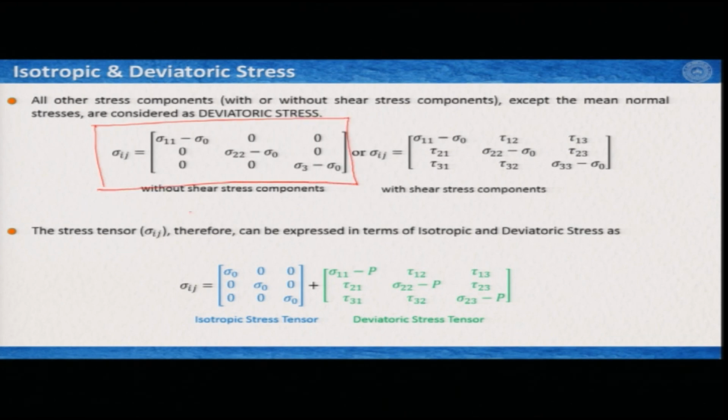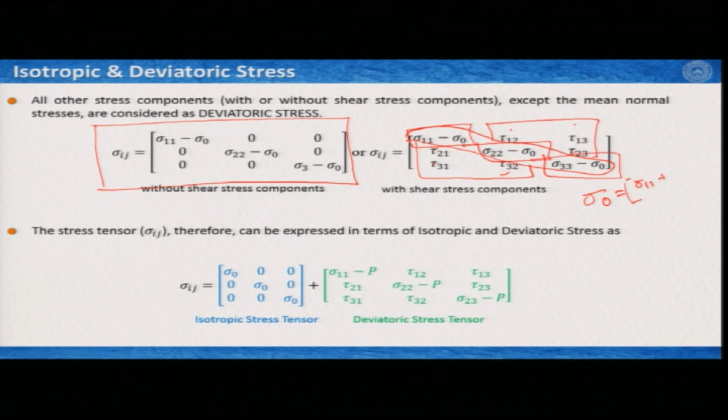So, this is written without shear stress component, and you can also add your shear stress components. So, your on-diagonal components and off-diagonal components are working here, and these are deviatoric stresses, where you have taken the mean stress sigma 0, which was actually sigma 1 plus sigma 2 plus sigma 3 divided by 3. So, this is your deviatoric stress component.